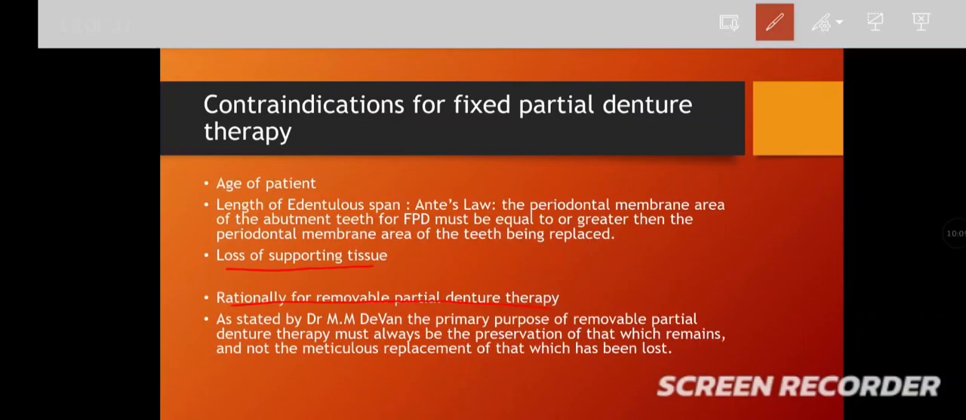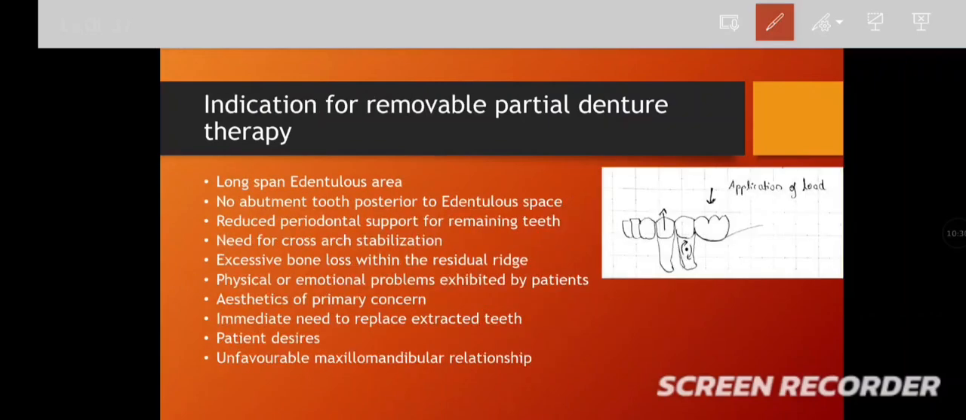Rationale for removable partial denture therapy, according to Dr. M. Diwan, he stated that primary purpose of removable partial denture is to preserve that which is remaining instead of meticulous replacement of what is lost. Indication for removable partial denture therapy: long span edentulous area. As I already told you, if it is not following Ante's law, then instead of fixed partial denture, you should go with the removable partial denture, or you can use dental implants.